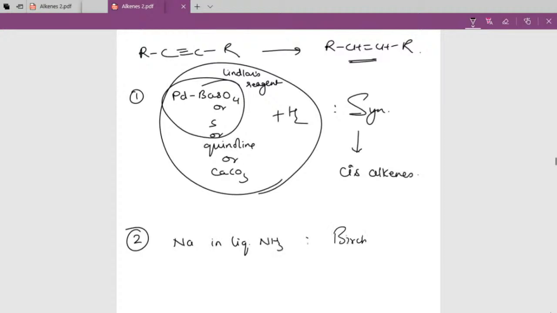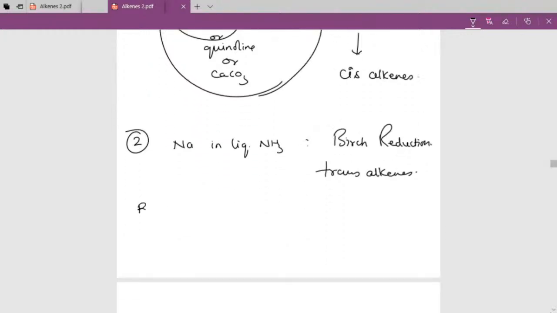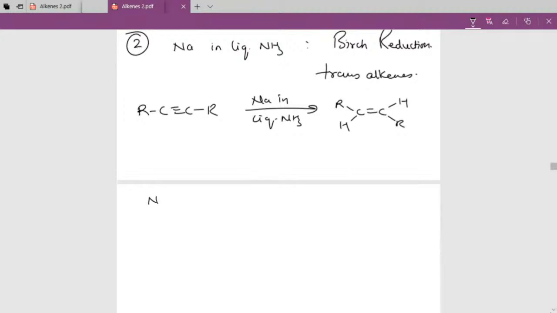This is called Birch reduction. And the answers are trans alkenes. Okay, the answers are trans alkenes when we use sodium in liquid ammonia. If we are given RC triple bond CR in presence of sodium in liquid ammonia, then the answers are this. Detailed mechanism, if we would have time some other day, we'll definitely discuss it. But still, a slight introduction is a must.